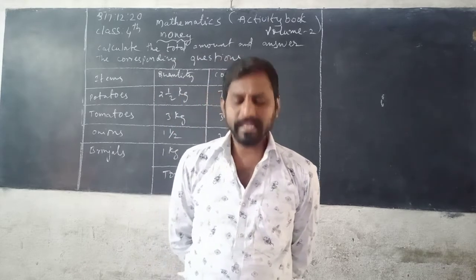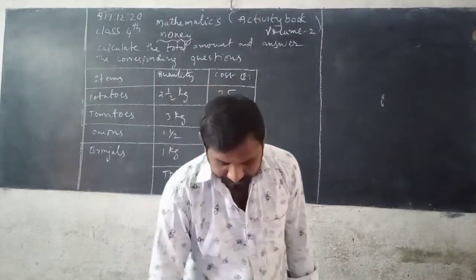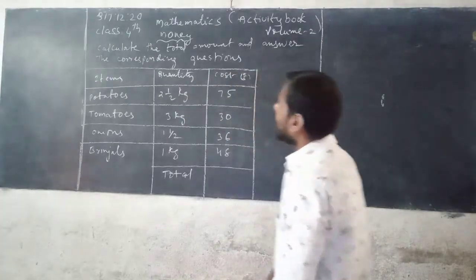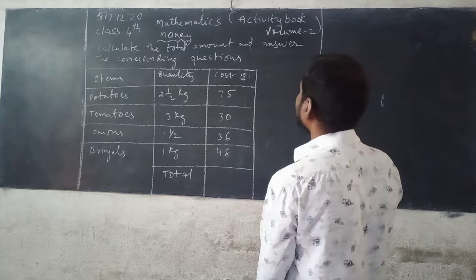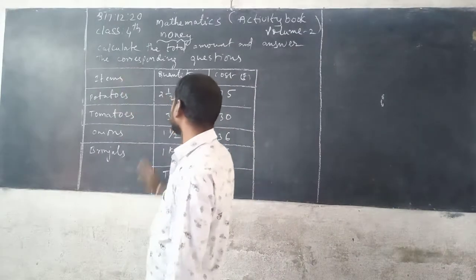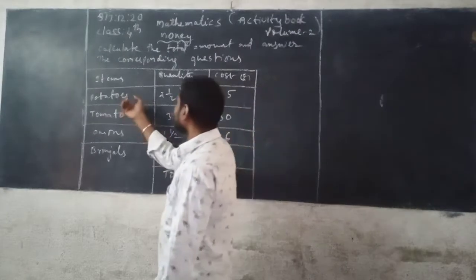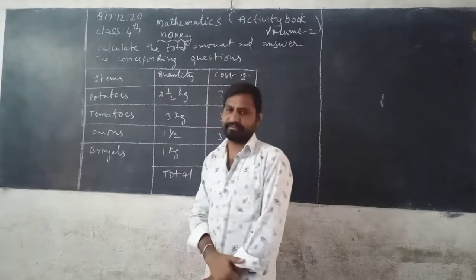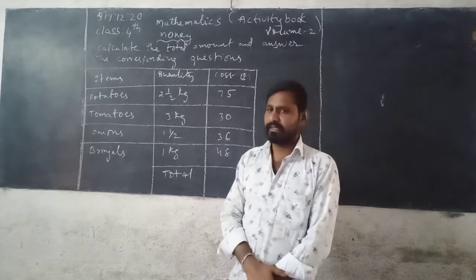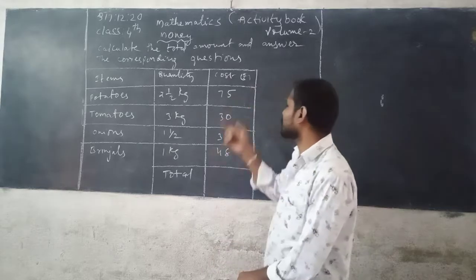Today we discuss money from your activity book, volume 2, page number 9. So first bit: calculate the total amount and answer the corresponding questions. See, these are the given items, quantity, cost. First item, potatoes, quantity 2.5 kg. Cost in rupees, 75 rupees. The cost of 2.5 kg potatoes is equal to 75 rupees.